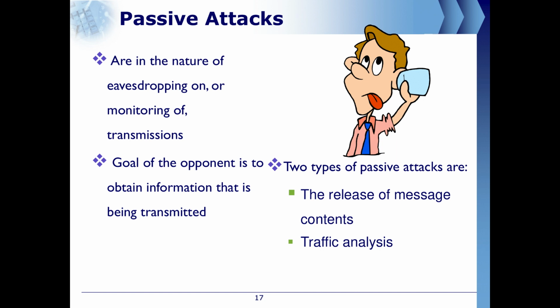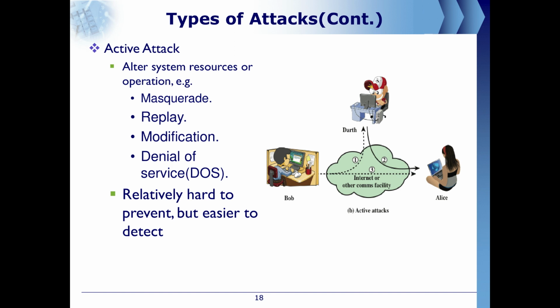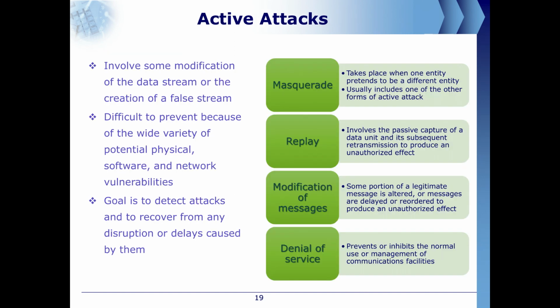Types of attacks continues. Active attack: alter system resources or operation, for example, masquerade, replay, modification, denial of service, DOS. Relatively hard to prevent, but easier to detect. Active attacks involve some modification of the data stream or the creation of a false stream. Difficult to prevent because of the wide variety of potential physical, software, and network vulnerabilities. Goal is to detect attacks and to recover from any disruption or delays caused by them.